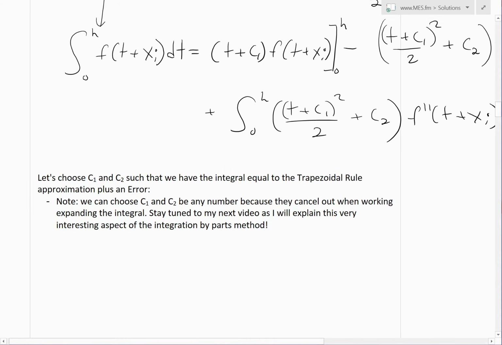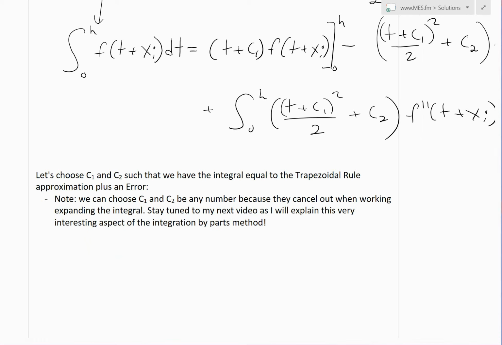And now the interesting part as well, let's choose c1 and c2, these two constants, such that we have the integral equal to the trapezoidal rule approximation plus an error. So just having two terms. And note once again, we can choose c1 and c2 to be any number because they simply cancel out when working out or expanding the integral.